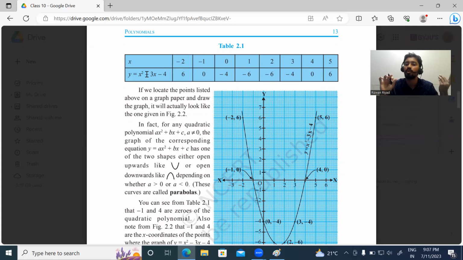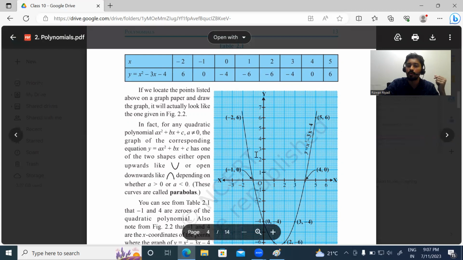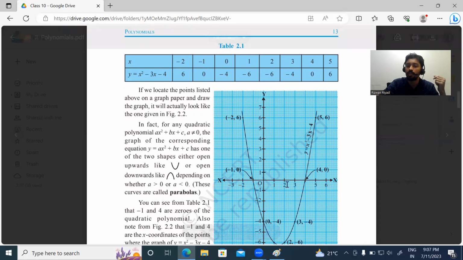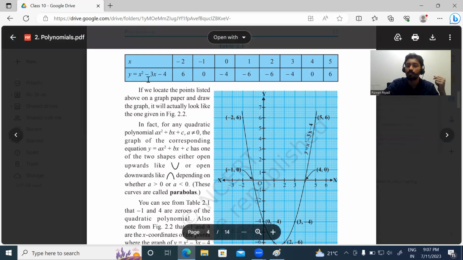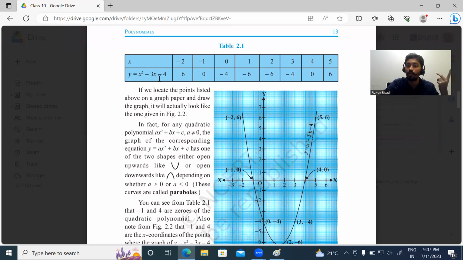Then you can convert it into an equation. Here y is required, because we have the y-axis and the x-axis, both axes. Here x square minus 3x minus 4 is in terms of x, but where is y? You equate the polynomial to y. After that you can put values for x. You can try many values for x, any value. You can put 0.